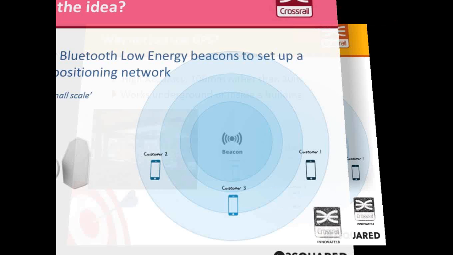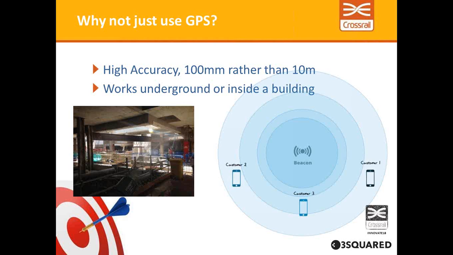So, why not just use GPS? Well, we can get higher accuracy with the Bluetooth beacons, and the figures here are indicative. These are things that we're going to test. This is not me saying that it actually does that. This is part of the proof of concept trial, and they will work underground in the environment shown in the picture, or inside a building, which for a project like Crossrail, where we are by our nature tunnelling and below ground, is of distinct interest to us.